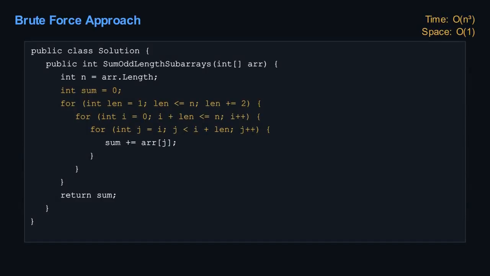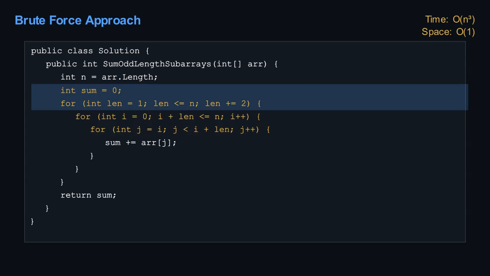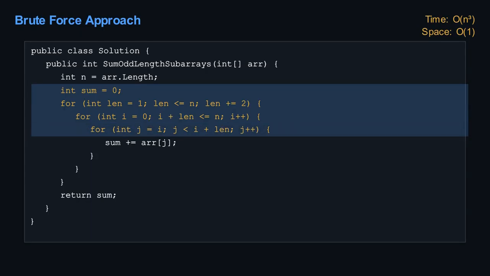The most straightforward approach involves 3 nested loops. The outer loop iterates through possible odd lengths, starting from 1. The second loop then picks the starting index for each subarray of that length. Finally, the innermost loop sums the elements within that specific subarray. This repeatedly sums elements, leading to a time complexity of O of n cubed, which is inefficient for larger arrays. Space complexity is O of 1, as we only use a few variables for tracking sums and indices.